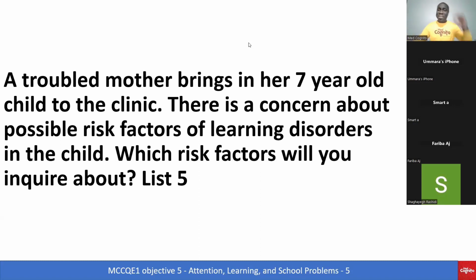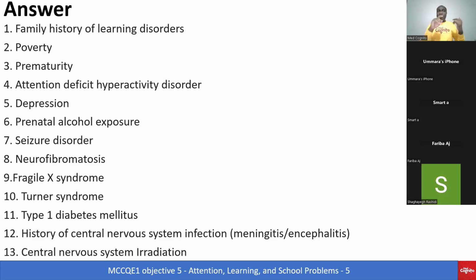So you see, the exam is nothing wow. As I said, why will a child have learning disorders at home? It could be a family history of learning disorders. It could be something in the family. It could be poverty.